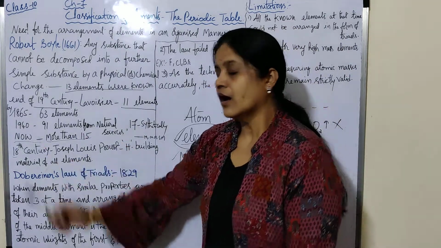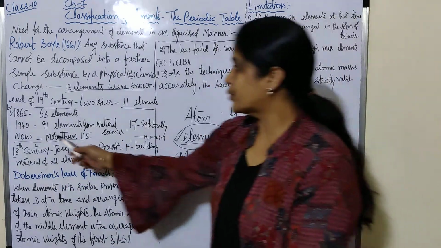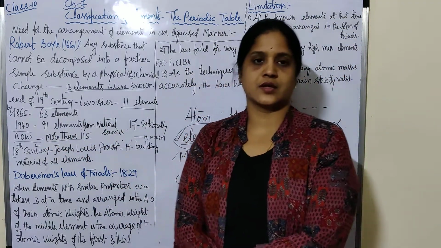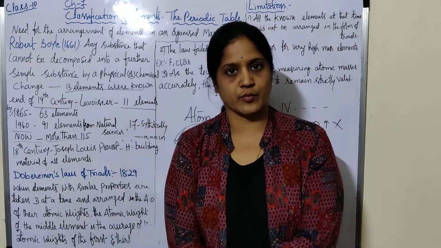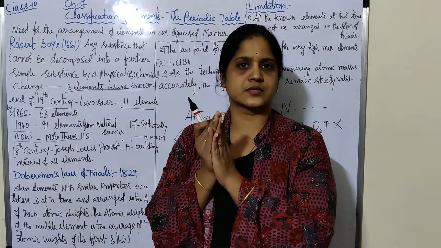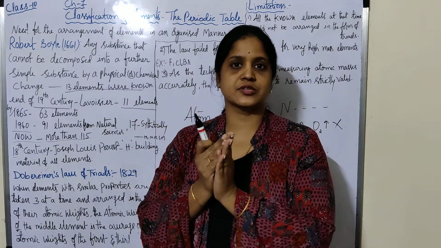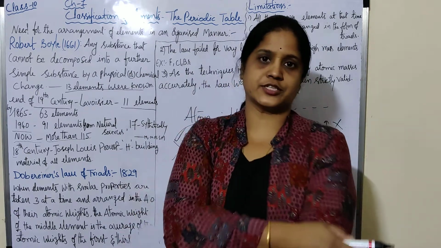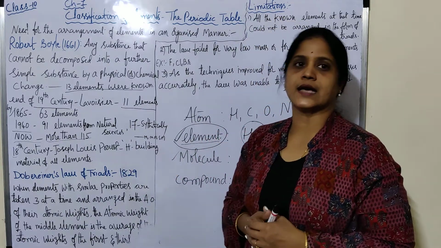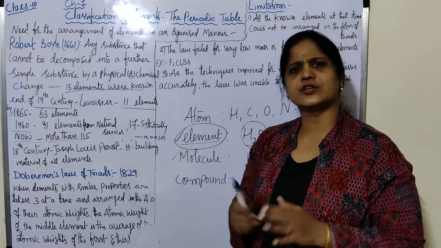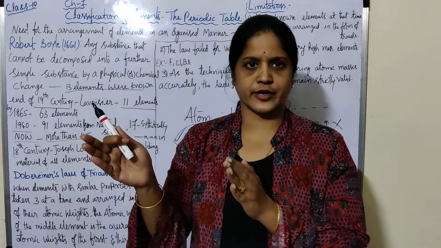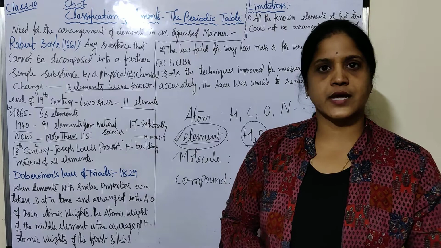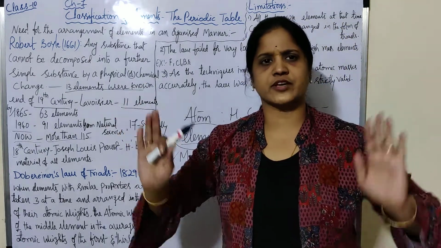Okay. So up to 1940, they had discovered almost 100 or more than 100 elements. All these elements have to be arranged in a systematic way. Earlier there was a classification. What is that classification? All the elements were classified into metals and non-metals. Only that classification was there.